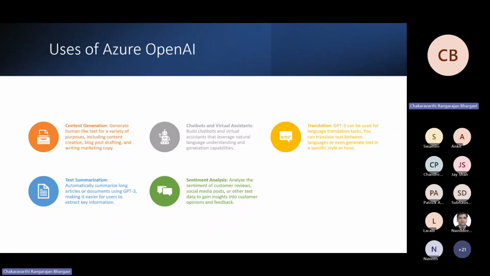When it comes to text summarization, it automatically summarizes a long article using ChatGPT 3 or 3.5, and it would let you extract the key information. It also acts as sentiment analysis in terms of reviewing customer reviews. And when it comes to social media posts, they can be handled in a better way.